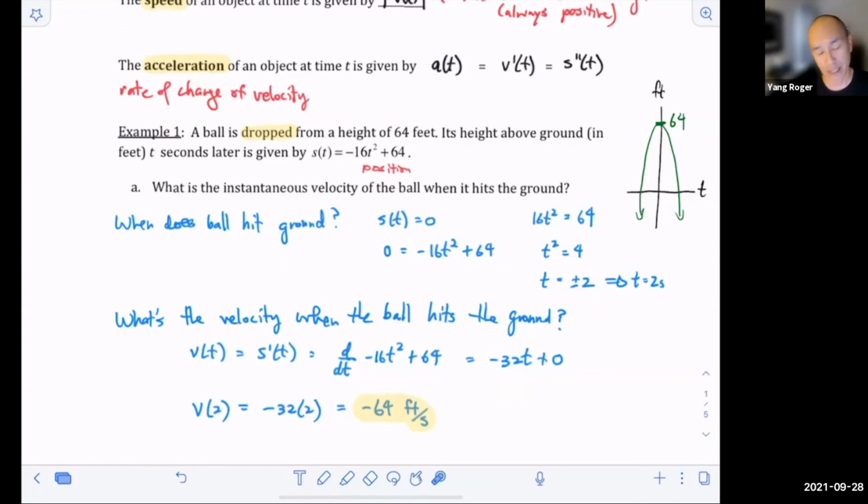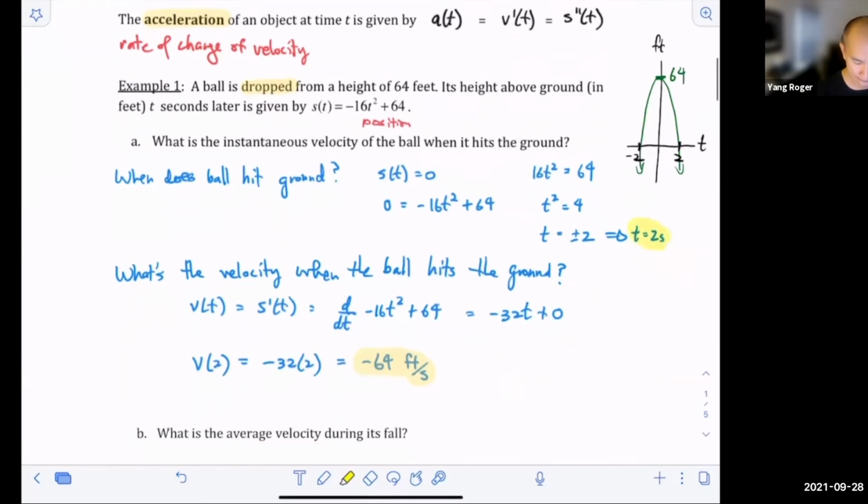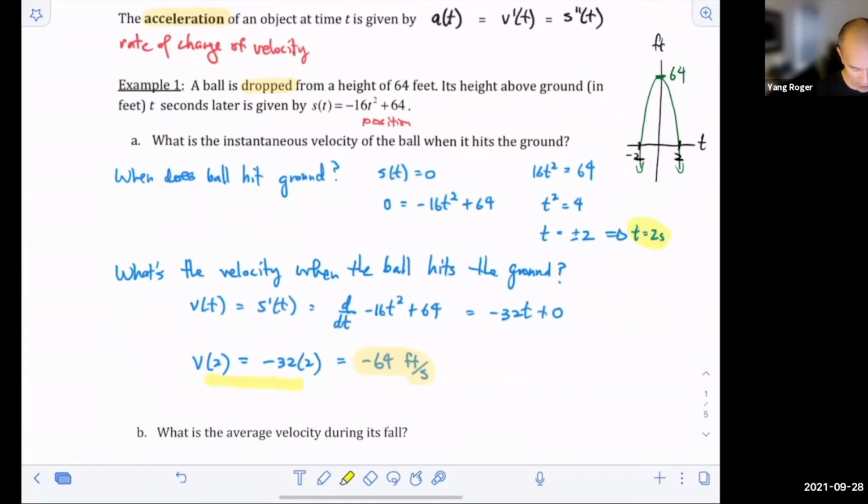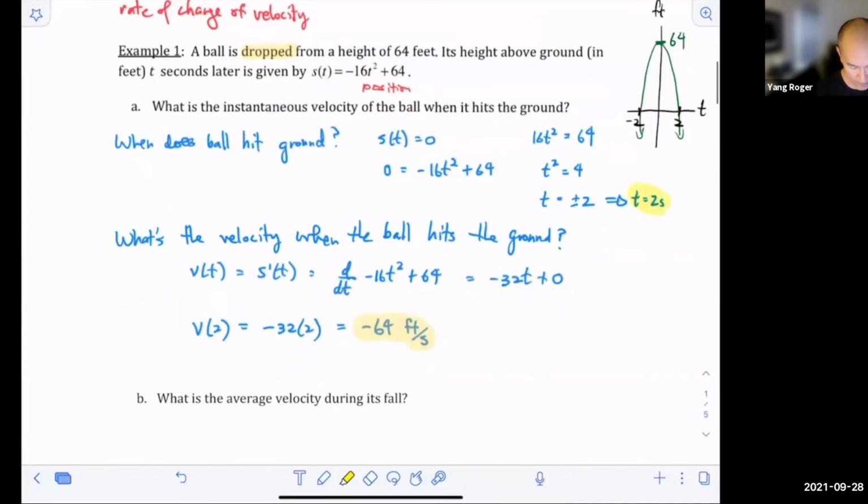The reason I'm explaining this graph is that plus or minus 2 means this point here is 2, and this point here is negative 2. I hope that makes sense. That's when the ball is 0 feet above the ground. We're just going to take the positive 2 because we don't allow negative time. And then once we have that 2 seconds, we just plug that into our velocity function.